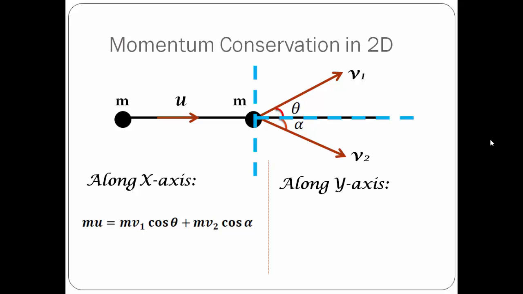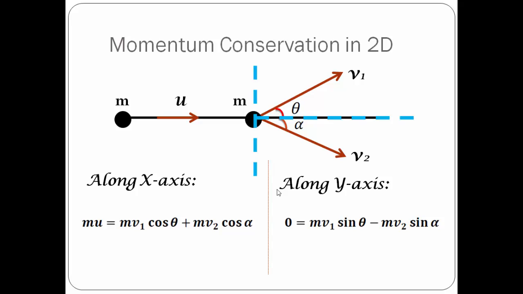Along y-axis, since there was no motion along y-axis, the total initial momentum along y-axis is 0, and that will be equal to mv1 sin theta, the sine component, along the positive y-axis, minus mv2 sin alpha. So we use the negative sign because the v2 component is along the negative y-axis. Now the solution part is easy. Since we have 2 equations, some of the variables will be known. So we substitute and simplify the 2 equations.